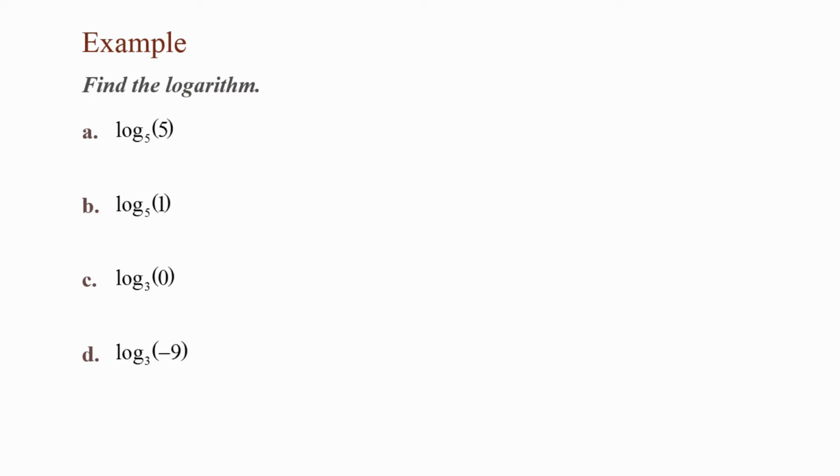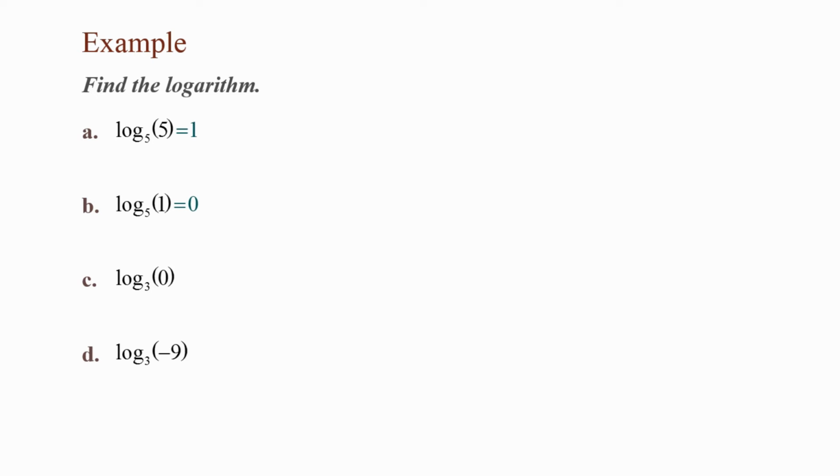In this example, we want to find the logarithm for part A, log base 5 of 5. Since our base and our answer are the same, our exponent has to be 1. Log base 5 of 5 equals 1. Part B, log base 5 of 1. In order for me to get a 1, 5 would have to be to the 0 power. So log base 5 of 1 equals 0.